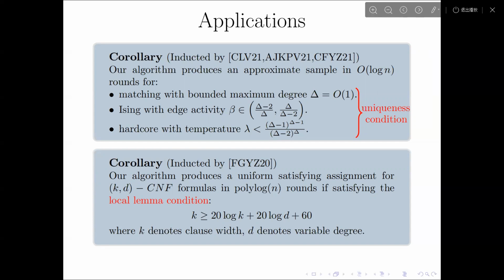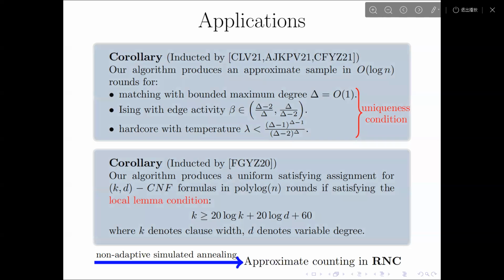Our algorithm also produces a uniform satisfying assignment for k-CNF formulas in polylog n rounds if satisfying the local lemma condition. With non-adaptive simulated annealing, these RNC samplers can be transformed routinely to RNC algorithms for approximate counting.